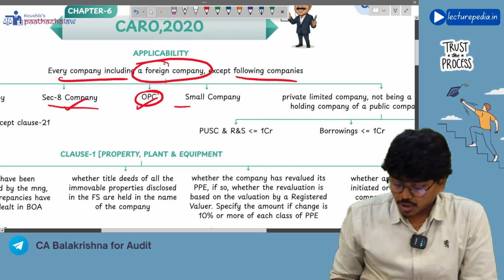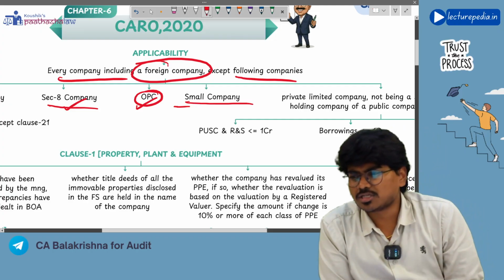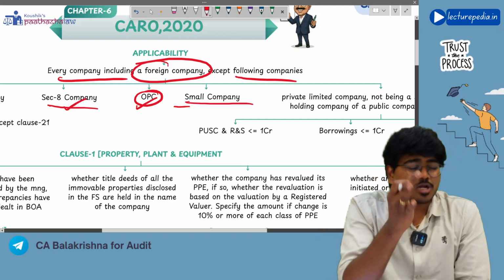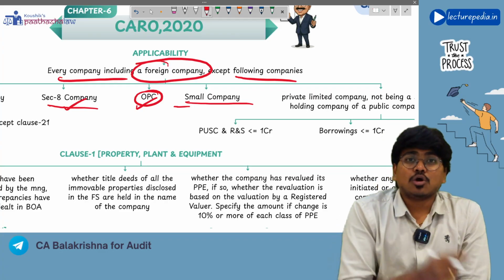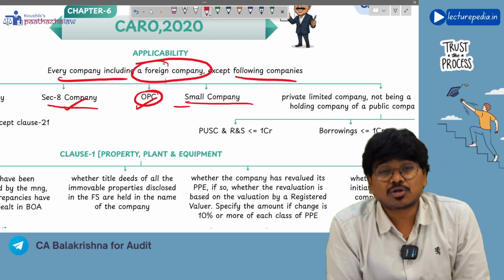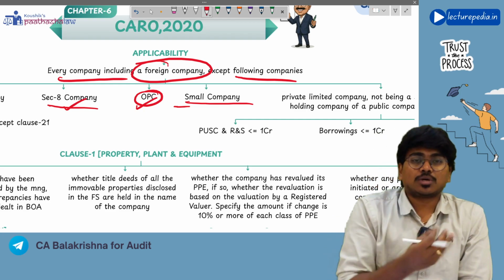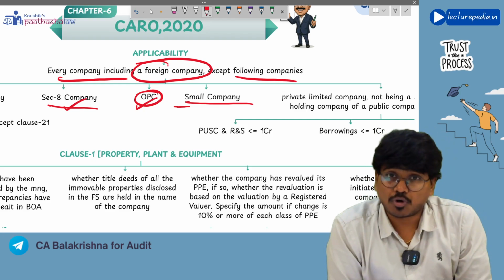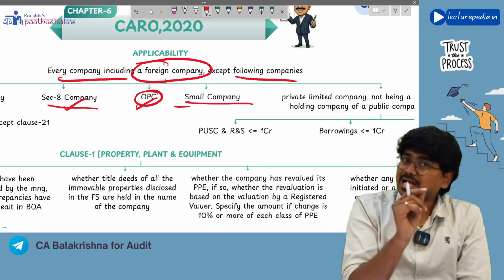Next, small company. Even for small company, CARO is not applicable. Now, what is meant by small company? Small company is a private company whose paid up share capital is less than 4 crore and turnover is less than 40 crore. If these two conditions are satisfied, you will call it a small company, and for small company, CARO is not applicable.